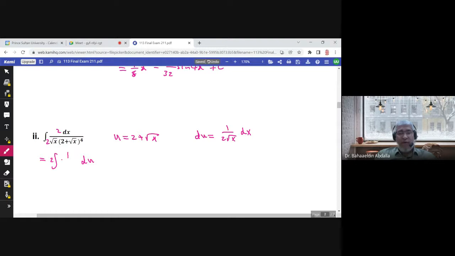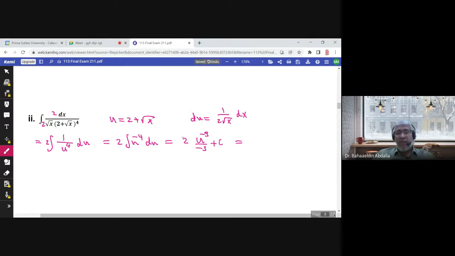And I have 1 over 2 plus square root of x, which is u to the power 4. And I will write this as u to the power negative 4, and the integral of u to the power negative 4 is u to the power negative 3 over negative 3 plus c. And finally, I will replace u by 2 plus square root of x. I have negative 2 over 3, and then 1 over u cube, which is 2 plus square root of x to the power 3 plus c. I can just write it like this.